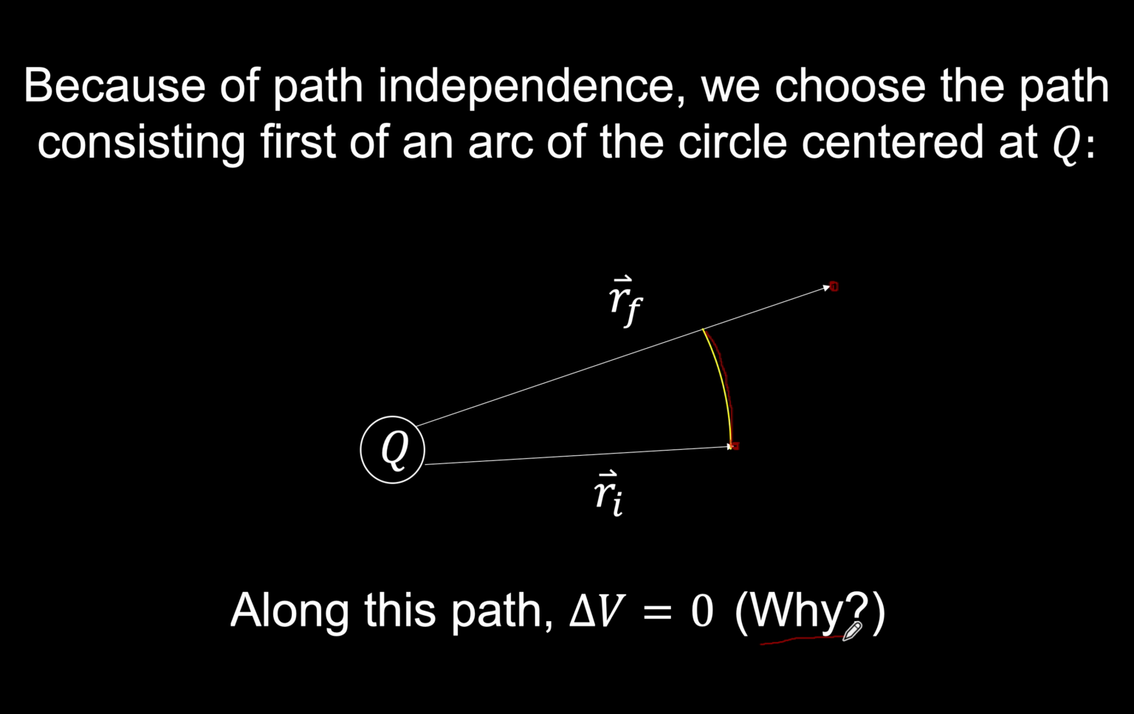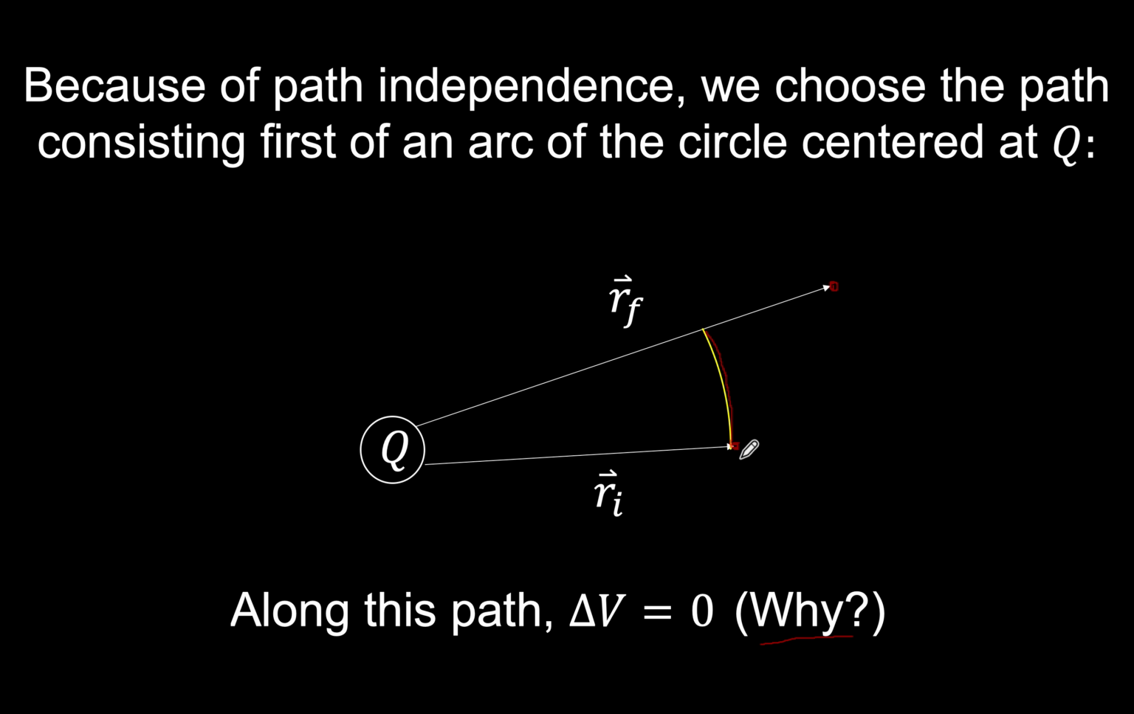So why is that true? Well, potential difference depends on the separation between this charge and the location in space. And along this circular arc here, that value of r does not change. It's constant. So for every point along this circular arc with the same distance, the same radius r from that point charge Q, the potential difference is the same. So it doesn't change along that path.